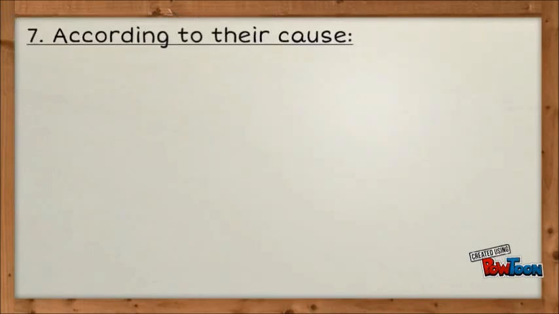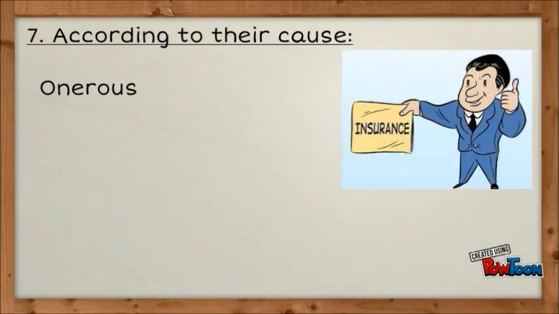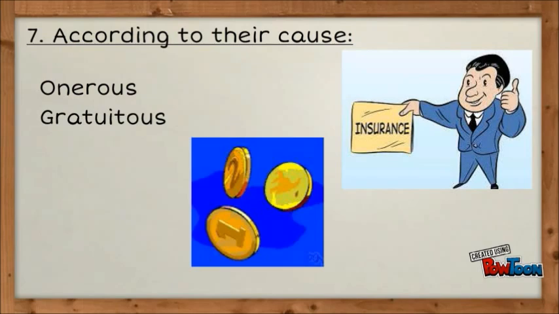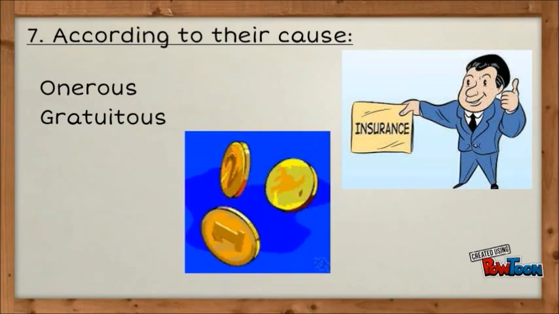According to their cause. Onerous, or those in which each of the parties aspires to procure for himself a benefit through the giving of an equivalent or compensation. Examples, insurance. Gratuitous, or those in which one of the parties proposes to give to the other a benefit without any equivalent or compensation. Example, commodatum.